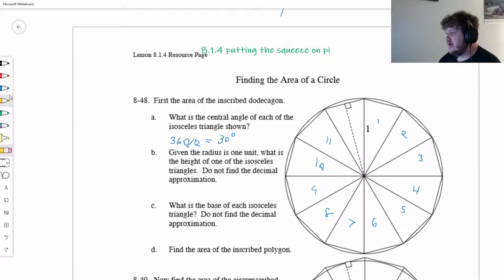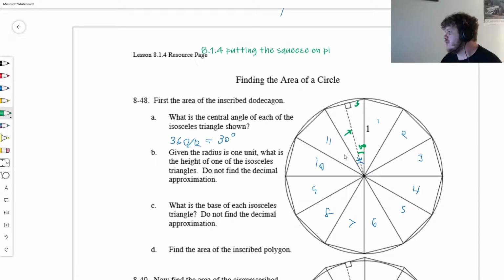Well, think about it in terms of our identities. If this angle right here is 30 degrees, then if we take one of these smaller right triangles, this would be 15 degrees. And then if we turn ourselves sideways, we could think of this as our x, and this would be our y.